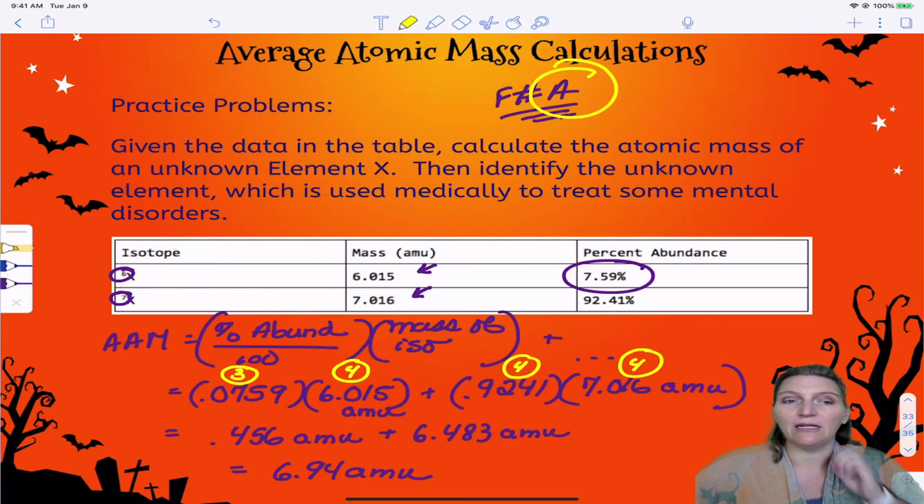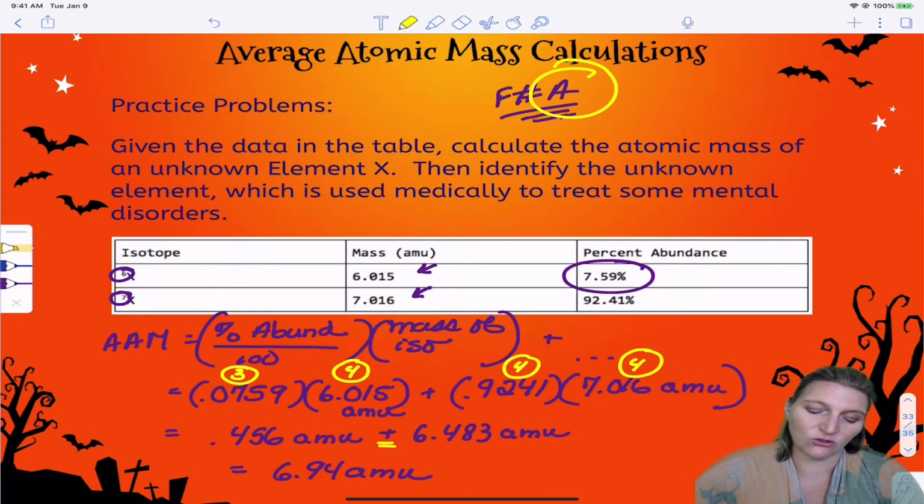I'm not going to be too picky with significant figures in this particular problem, because then we do addition. And you could also carry this out to 4 significant figures and that would be okay too.